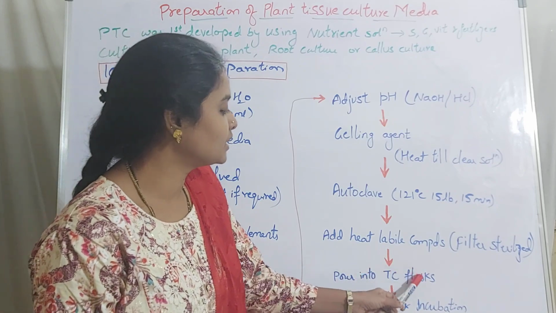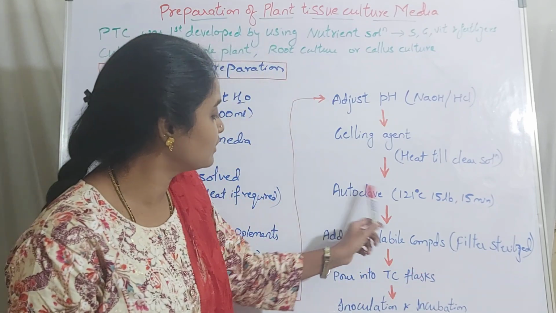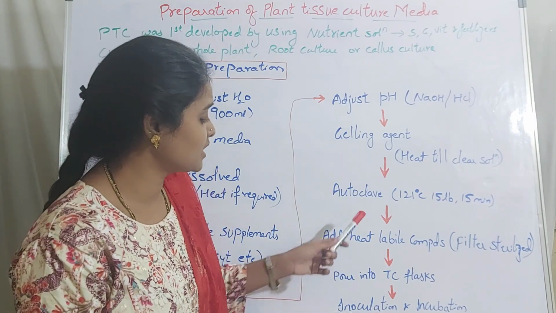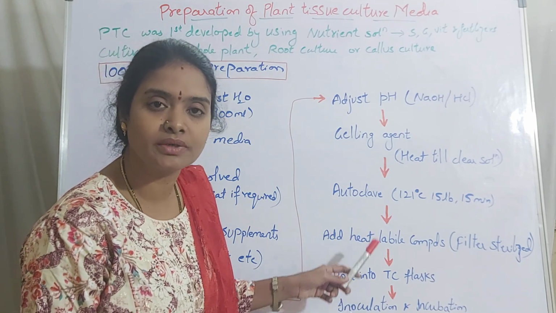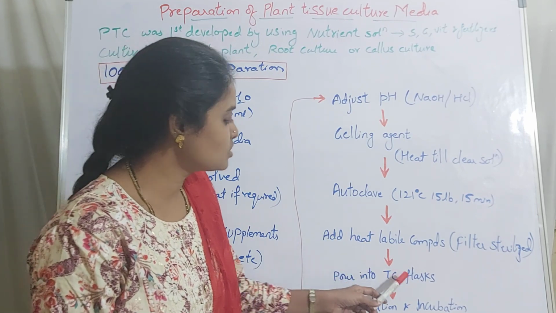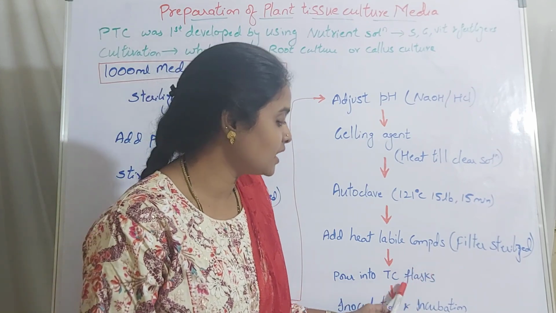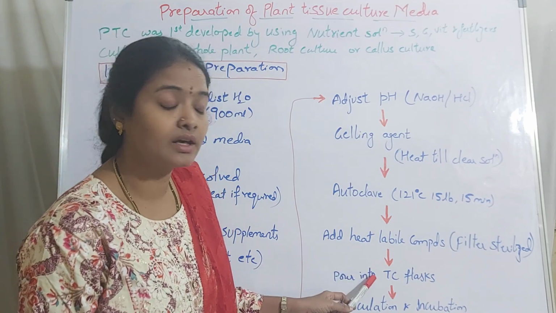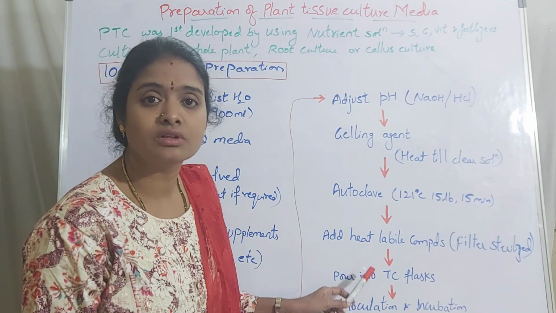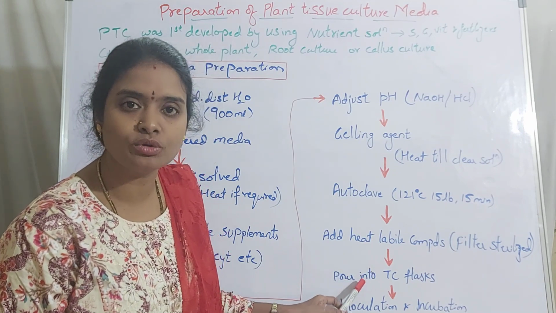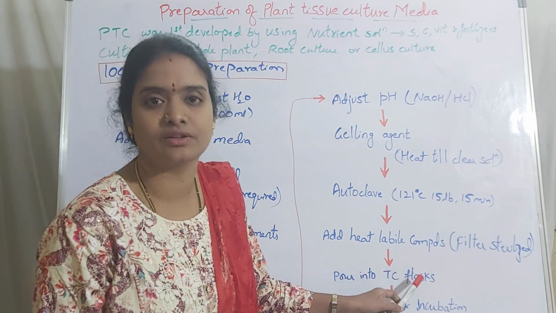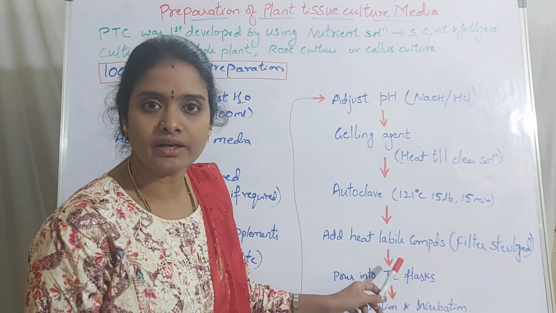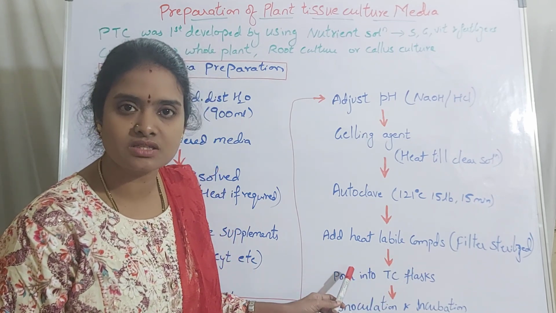Everything after autoclaving has to be done in a laminar airflow chamber, so under sterilized conditions you pour the media into the flask and close them with cotton plugs. Everything must be sterilized: the flask, the cotton plugs, everything. In the laminar airflow, with the airflow on, you allow them to set, that is, to get solidified because you have added the gelling agent. Once they are solidified, you close them with the cotton plugs.